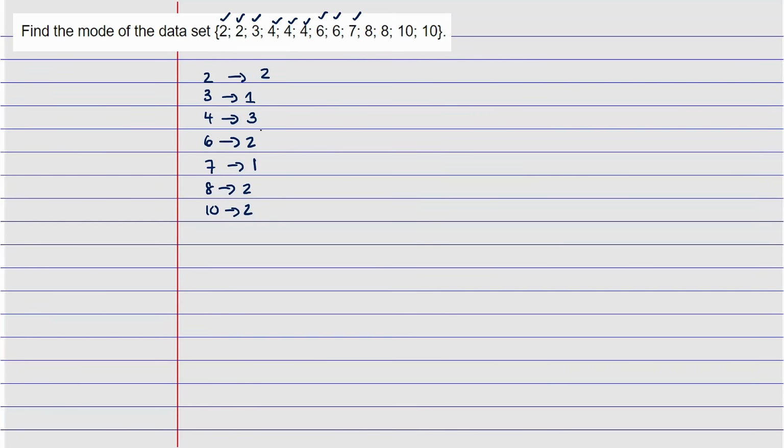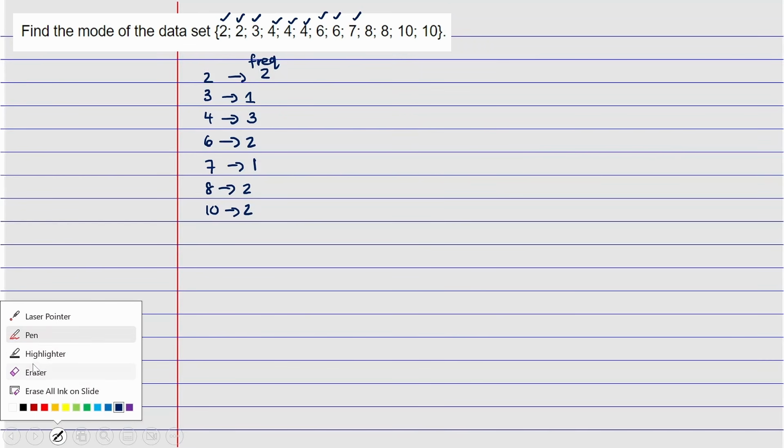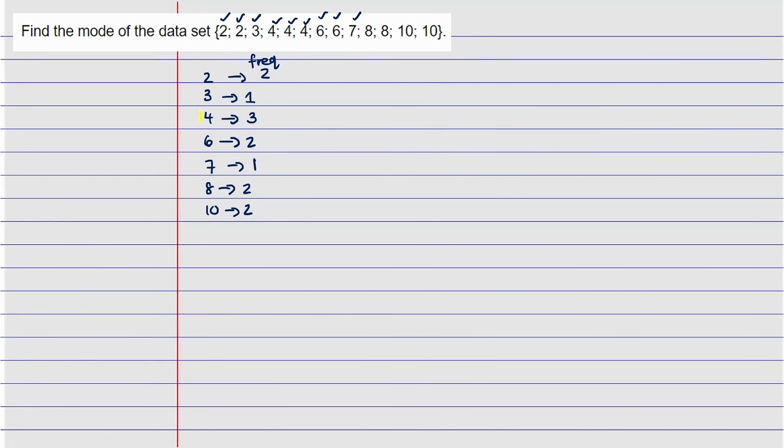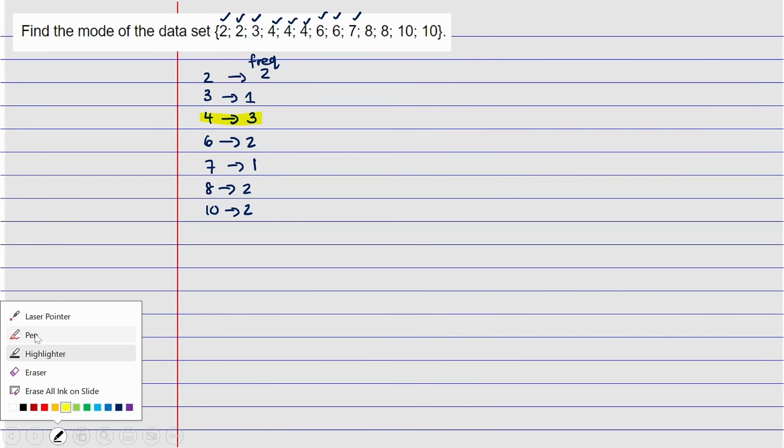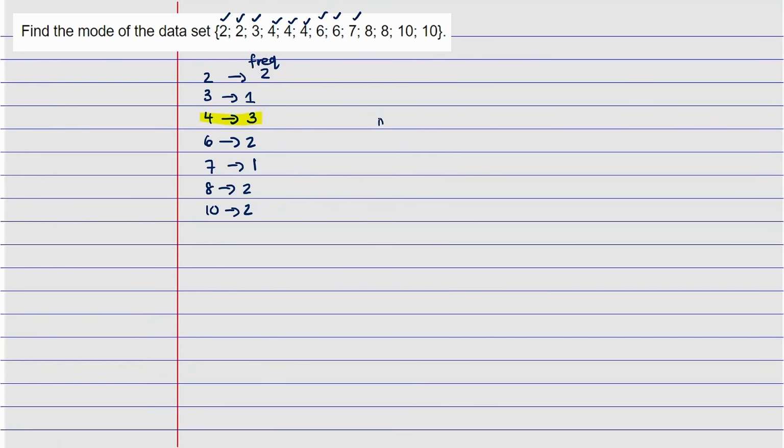Looking at this, this is called the frequency. Which one appears the most? Do you see that 4, and I'm just going to highlight it, appears the most? So your mode here is equal to 4, because it's the one that appears the most. And that's how you would do this question.